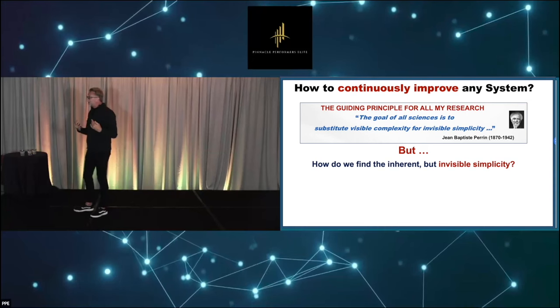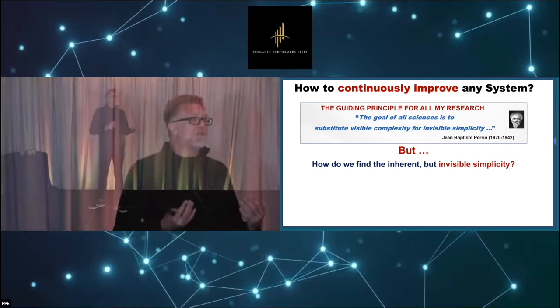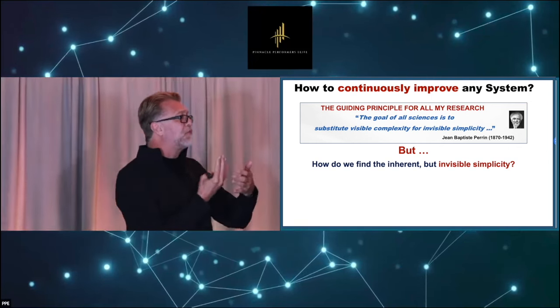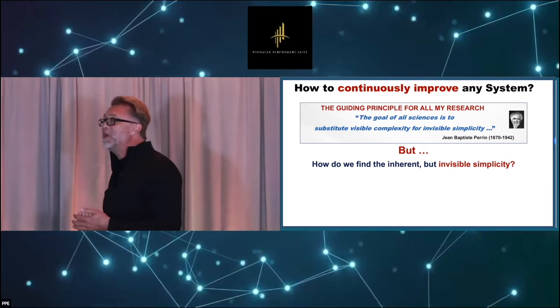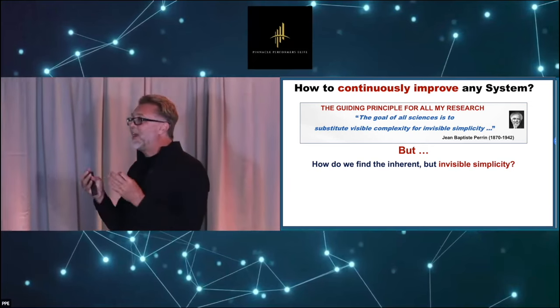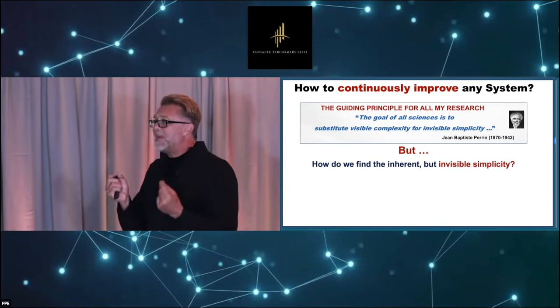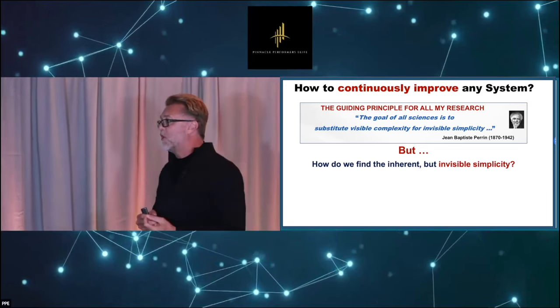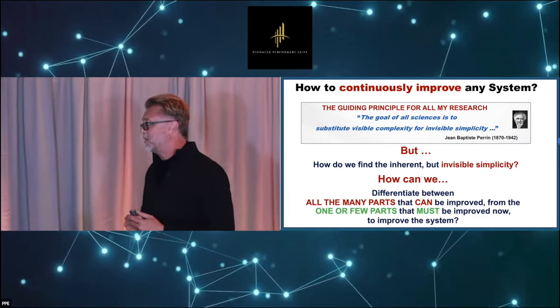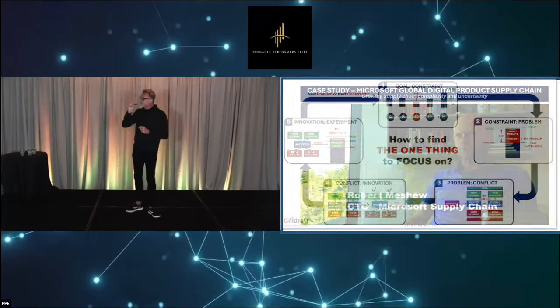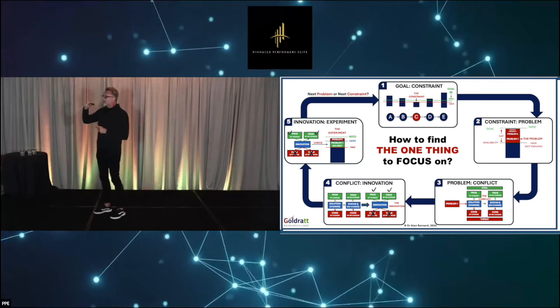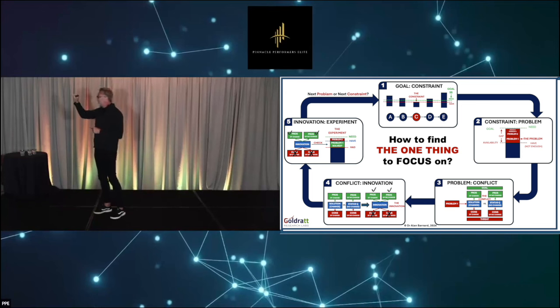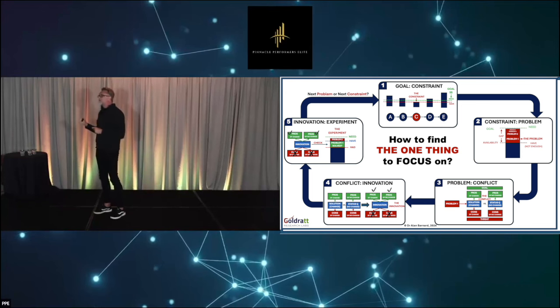So what makes it so challenging is when we're trying to continuously improve organizations, we are immediately confronted by all the visible complexity. There are so many problems. There are so many parts that we can improve. How the heck do we differentiate between the many things that can be improved, can be solved, and the few, or maybe the one, that must? That's what I want to share with you just briefly today. A simple five-step process, but it forces focus at every step. I call it five pairings. There's a one-to-one relationship that you have to apply at every step in the process. That's how you achieve and sustain focus.